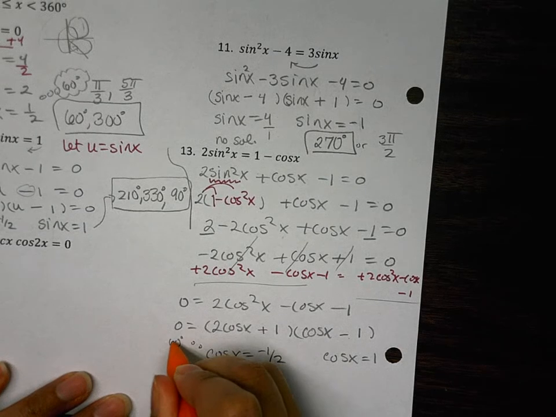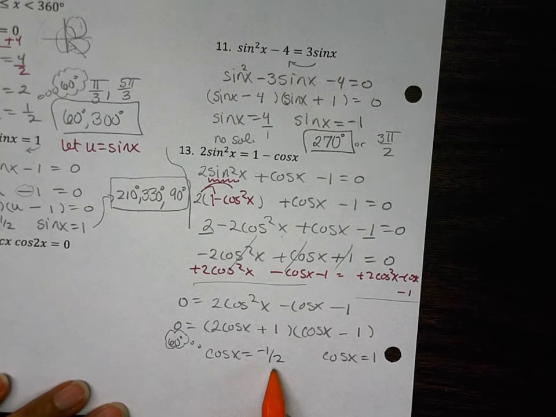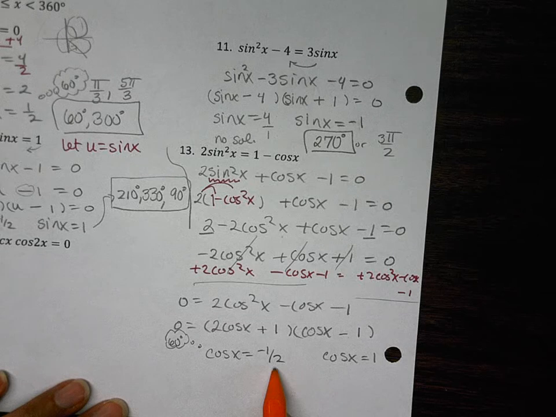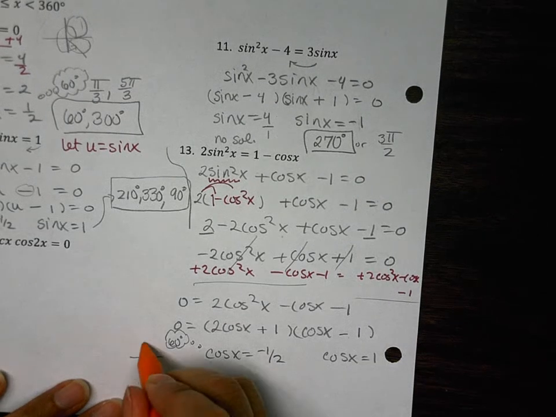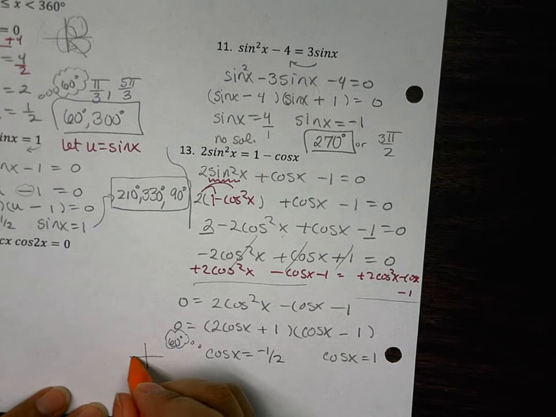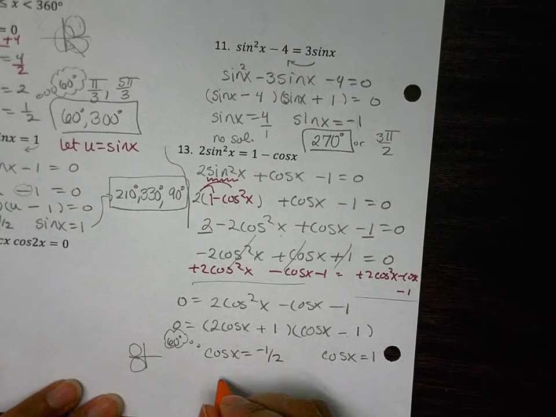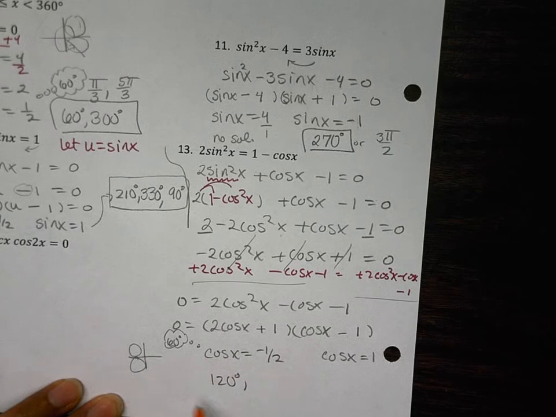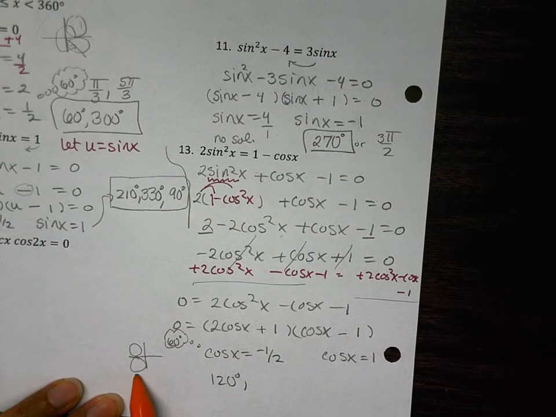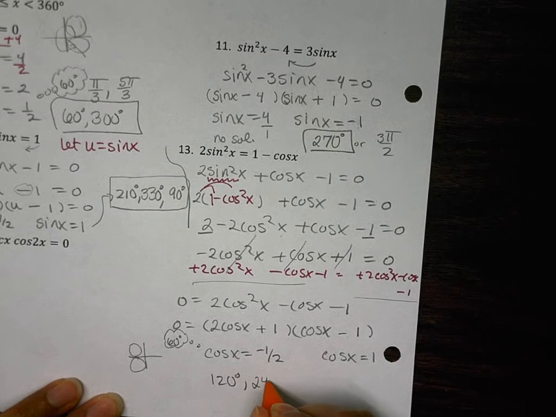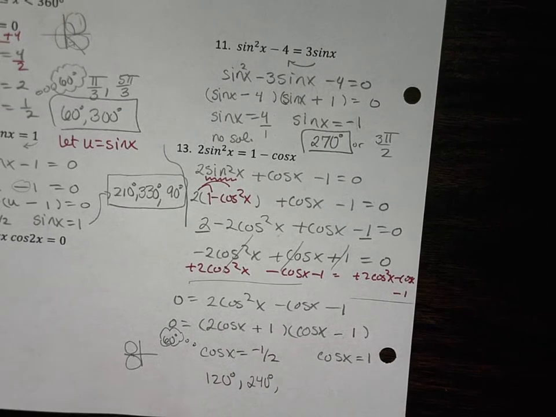Cosine of what angle is 1/2? 60. Is 60 degrees going to be one of my answers? No, because it's negative. Which two quadrants is cosine negative? 2 and 3. What is 60 degrees in quadrant 2? And what is 60 degrees in quadrant 3? 240?